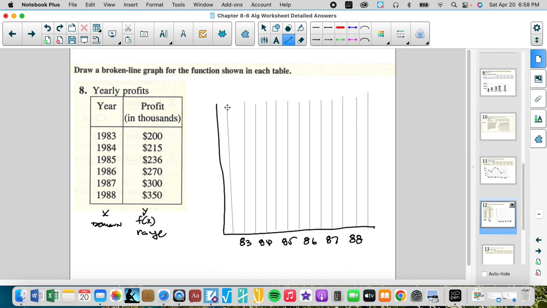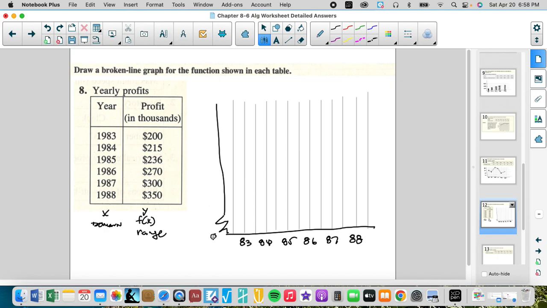And I'll put a little one in there. And now let's look at our profit. It's going to be on our y-axis. So we're going to go 200 to 350. You can do this. Do you know that you can do this? Watch this. You can use this symbol.